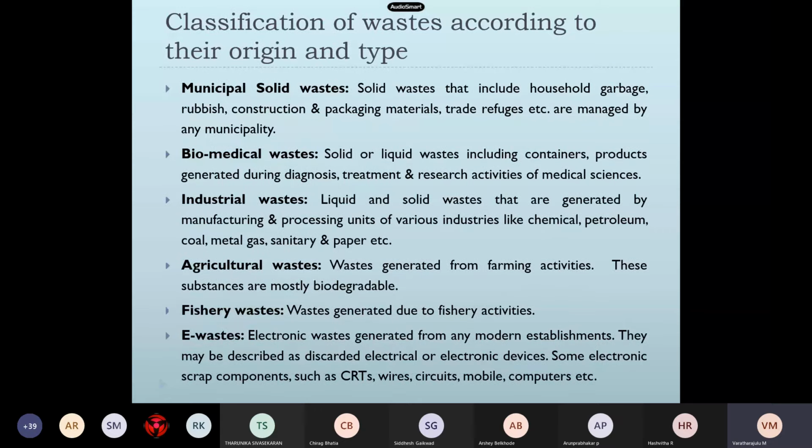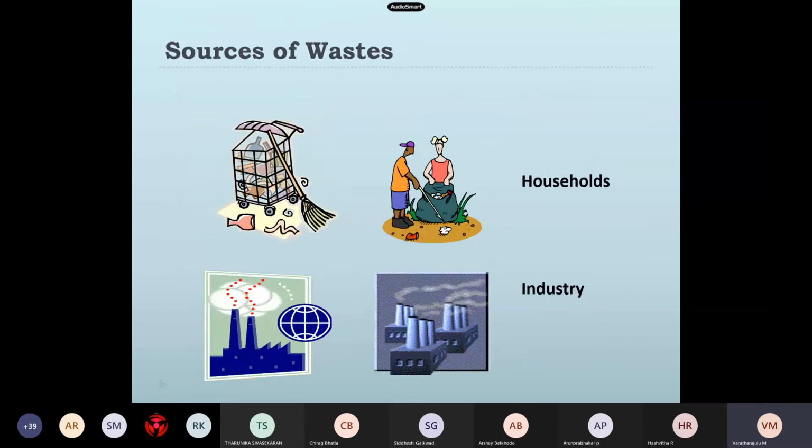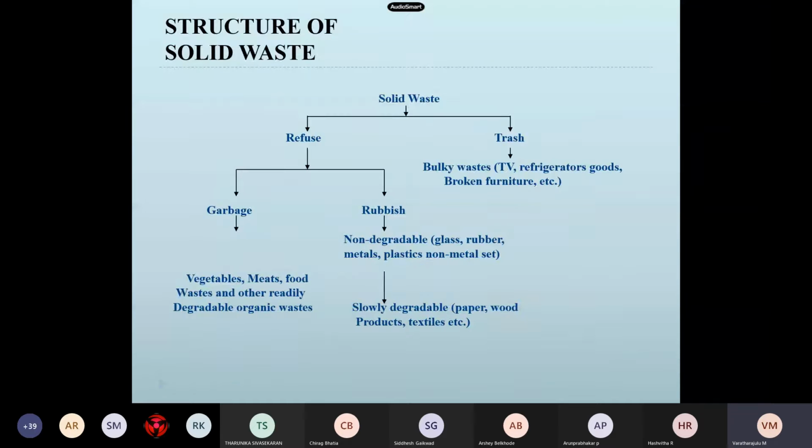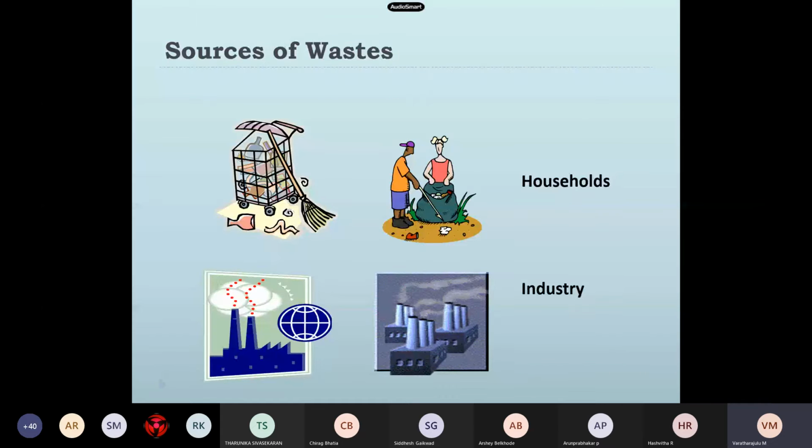So these are the classification of waste according to their origin and type, and the source of waste, whether it might be household waste, industrial waste, or agricultural and fisheries waste, and the structure of solid waste. And when we are having this picture, what we can discuss now is that the municipality wants to collect the waste from the individual house. So they are having the degradable waste, and they are collecting it in a separate way. Even in your hometown it may happen.